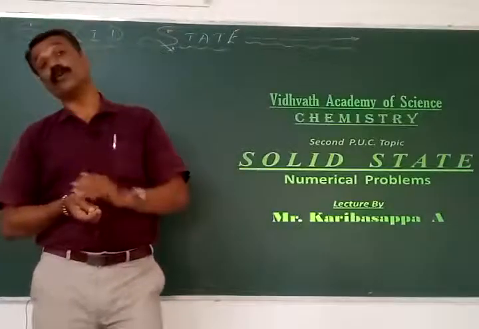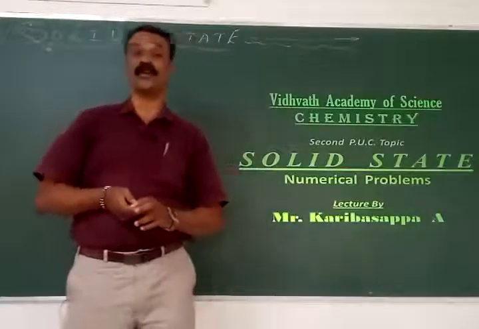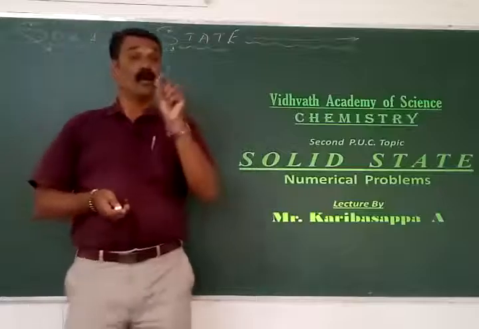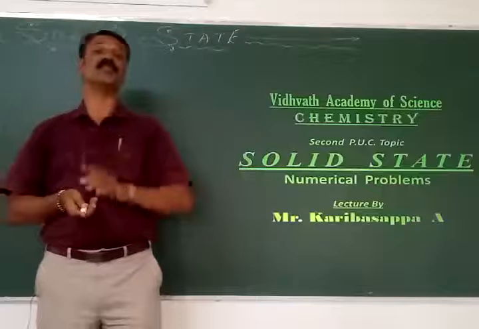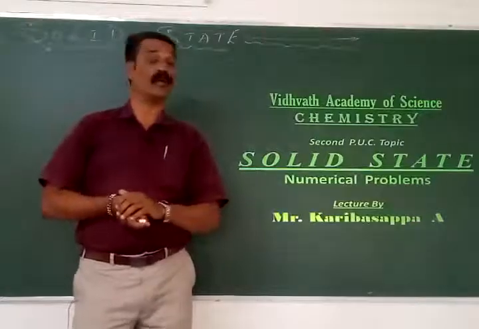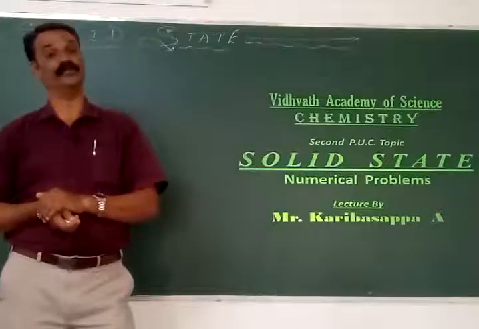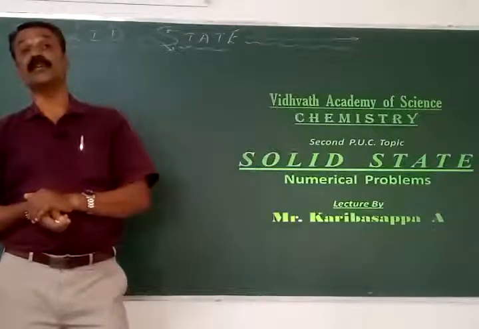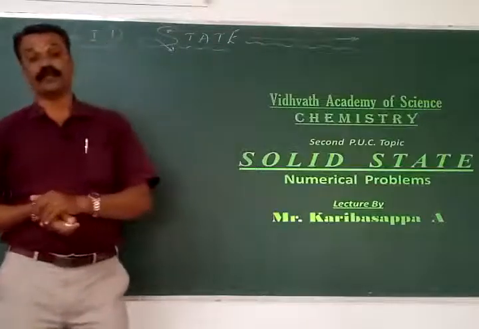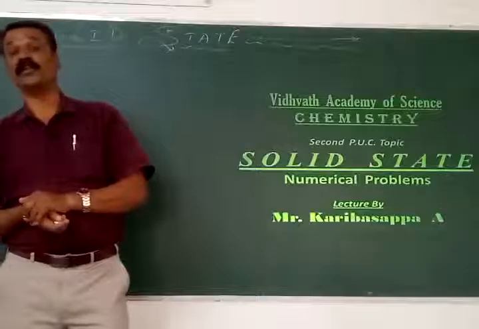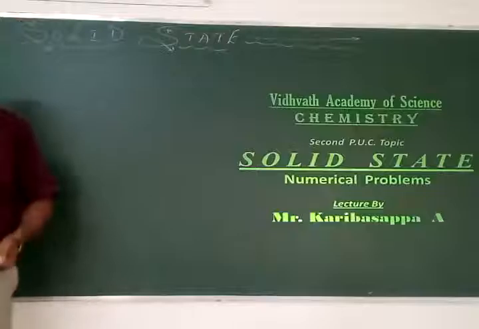Also you have to know the contribution of various particles with respect to the cubic unit cell. For example, a corner particle contributes 1/8. A body centered particle contributes 1. A face center contributes 1/2. And finally, the edge center, if present, contributes 1/4. So these are some of the formulas that have to be remembered while solving the numericals. Let us solve them one by one.